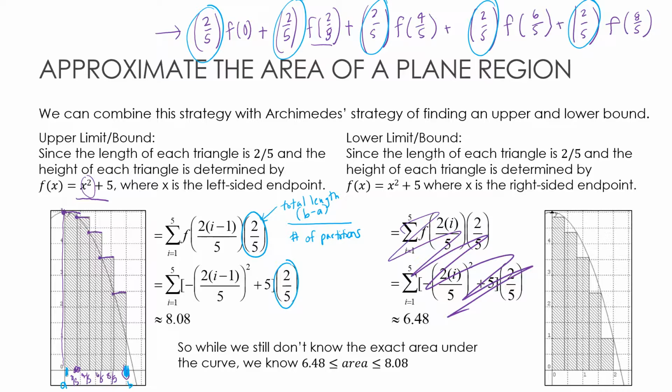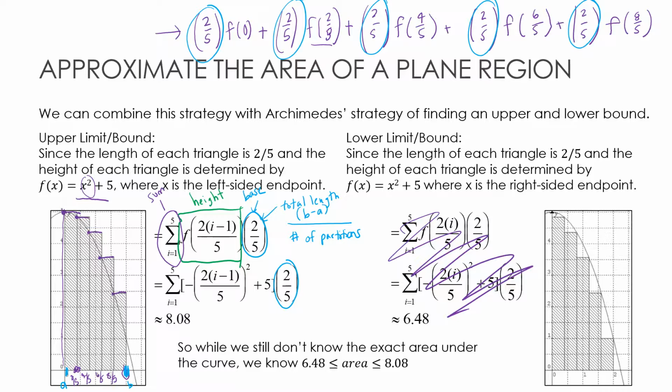So essentially, this guy represents the base, which means f of this represents the height. And then, of course, this is saying find the sum of all of the rectangles with the base of the green and the height of the blue. So where did f of (2i minus 1) divided by 5 come from?